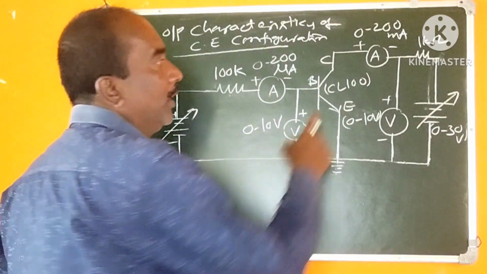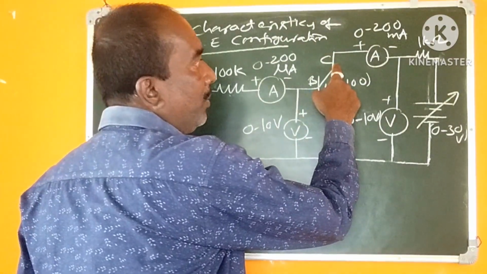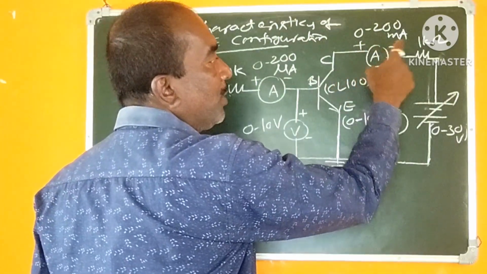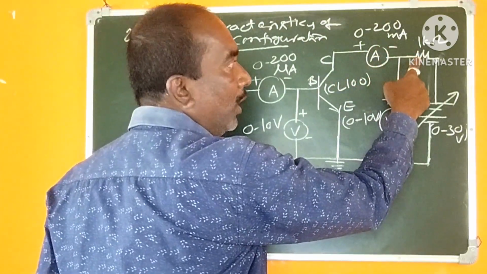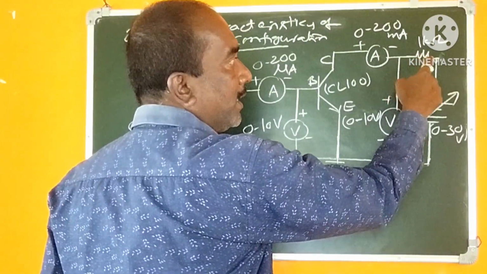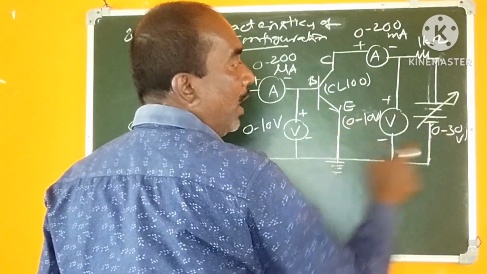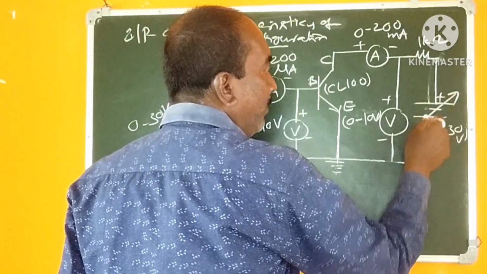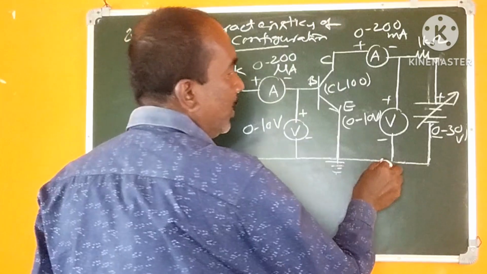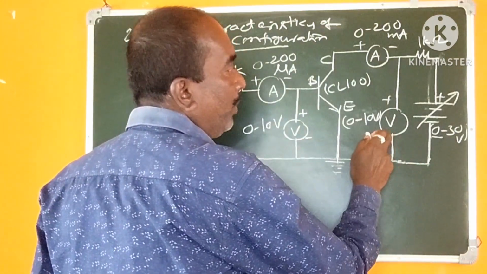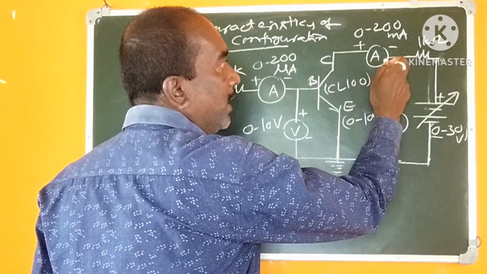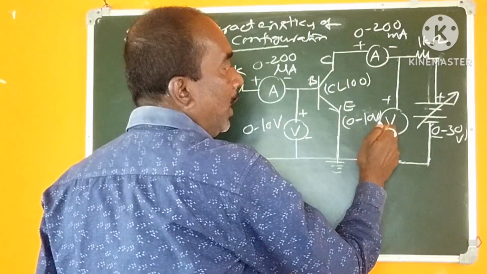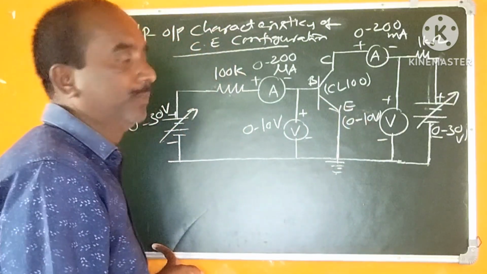Similarly, the collector is to be connected to the ammeter positive, and the ammeter negative is to be connected to one terminal of the resistor. The second terminal will be connected to the RPS positive, and the negative is to be grounded. And this voltmeter positive is to be connected to the junction, that is, to the ammeter negative, and the voltmeter negative is to be connected to the ground.